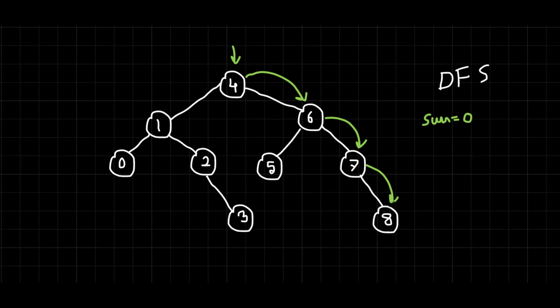Now from 8, we will return. So it will return 8 plus sum, which is 8. That means this 8 represents the value of the node itself plus all of the nodes which are greater than 8. Here we do not have any node greater than 8, so we return 8. The 7 will return the value 7 plus 8, which is 15. Or we can replace 7 by 15.